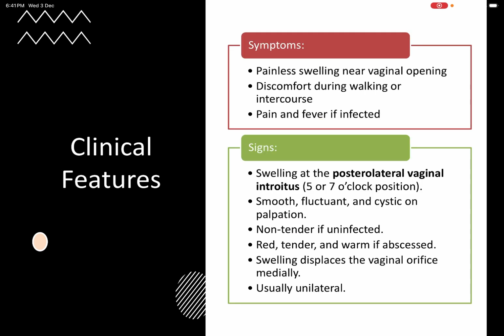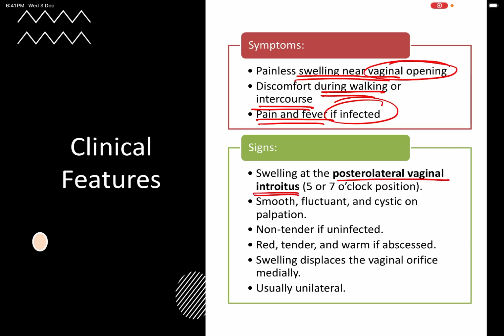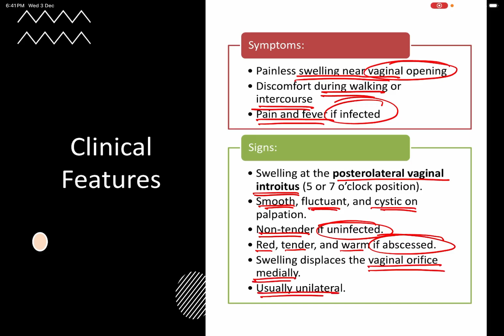Coming to the symptoms. Usually it will be a painless swelling near the vagina, and a discomfort during walking or intercourse might be there. Pain and fever will be there if it is infected. Swelling at the posterolateral vaginal introitus, and it is smooth, fluctuant and cystic on palpation, non-tender if uninfected, red, tender and warm if abscessed. Swelling displaces the vaginal orifice medially and usually it is unilateral.